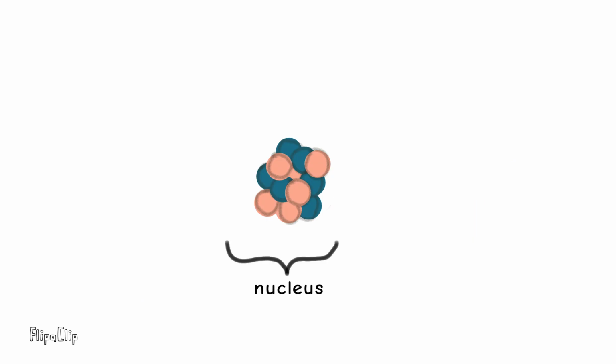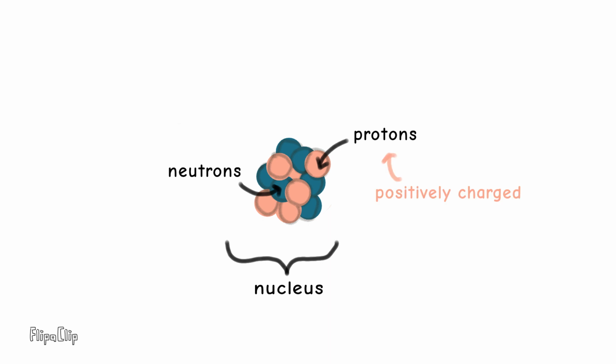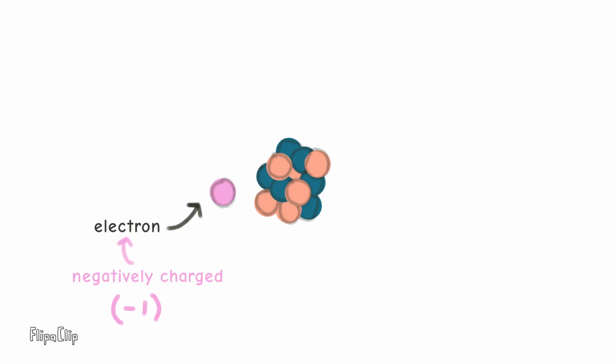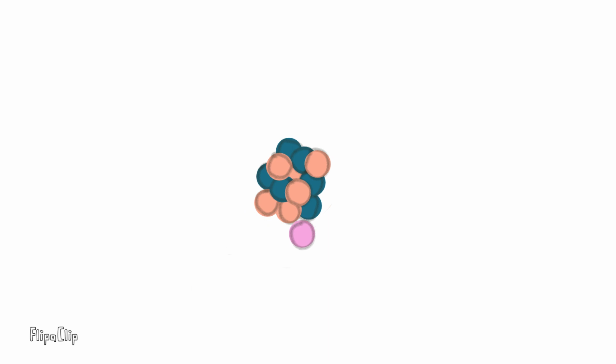The nucleus of an atom is made up of two types of particles, protons and neutrons. Protons are positively charged while neutrons carry no charge. This gives the nucleus a net positive charge. Electrons are negatively charged particles that experience a force of attraction from the positively charged nucleus. This force of attraction results in the electron orbiting the nucleus.